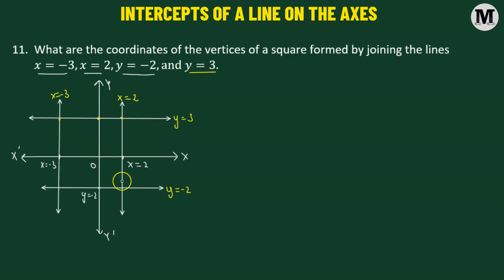Now what we see here is that a square is formed. Let's say this square has the vertices given by A, B, C and D. Our goal is to determine the coordinates of the vertices A, B, C and D. Clearly, point A is where the line y equals 3 and x equals -3 intersect. So the coordinates of that point are -3, 3. Coming to point B, it is the intersection of the line y equals 3 and x equals 2. So its x coordinate is 2 and the y coordinate is 3.